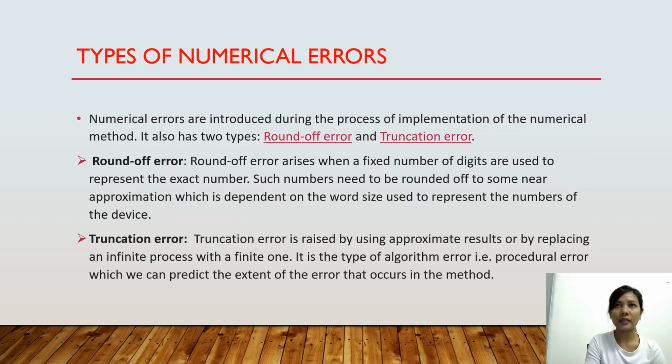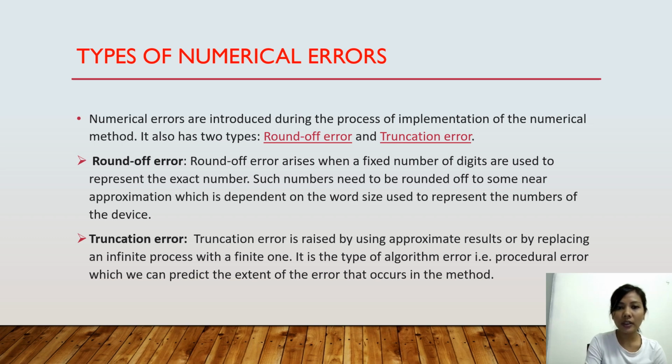While calculating such complex mathematical problems using numerical methods, errors are introduced during the process of implementation. There are two types of errors introduced: the first one is round off error and the second one is truncation error. Round off error arises when a fixed number of digits are used to represent the exact number. Such numbers need to be rounded off to some near approximation, which is dependent on the word size used to represent the numbers in the device.